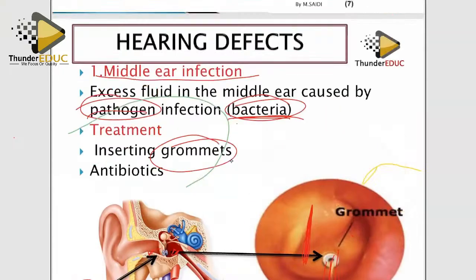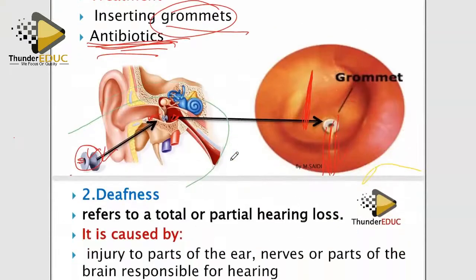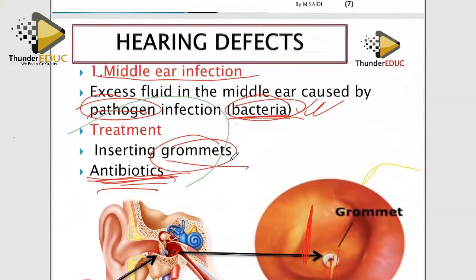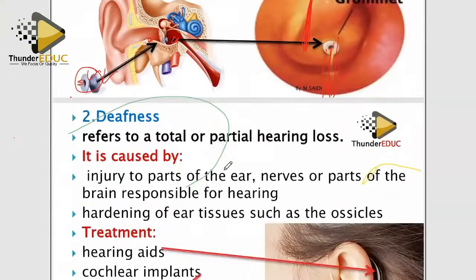Number 2, because this is caused by a bacteria, we apply what we call antibiotics. So antibiotics will work there. So we insert the grommets. Number 2, we apply the antibiotics. This can cause hearing loss.